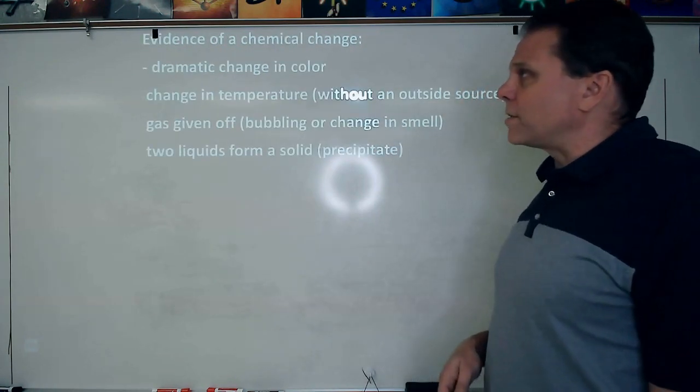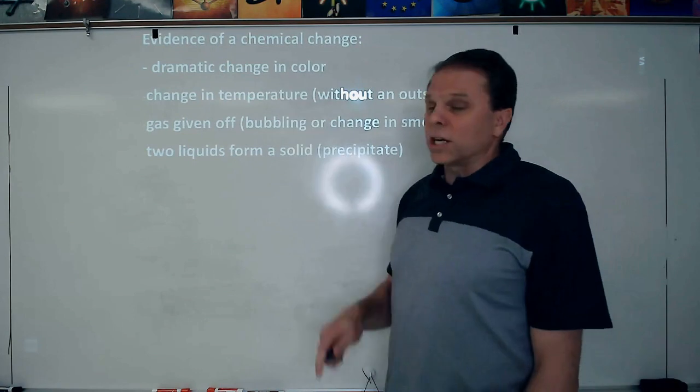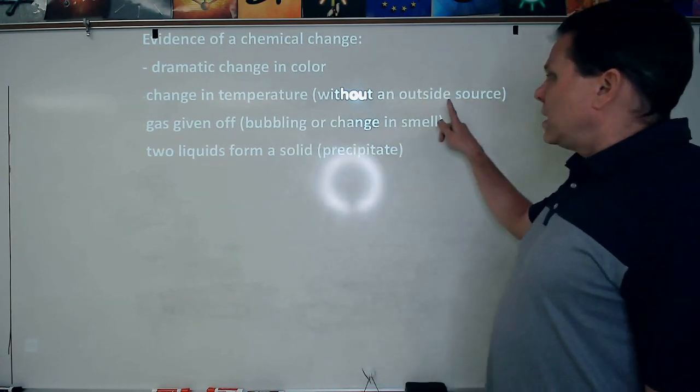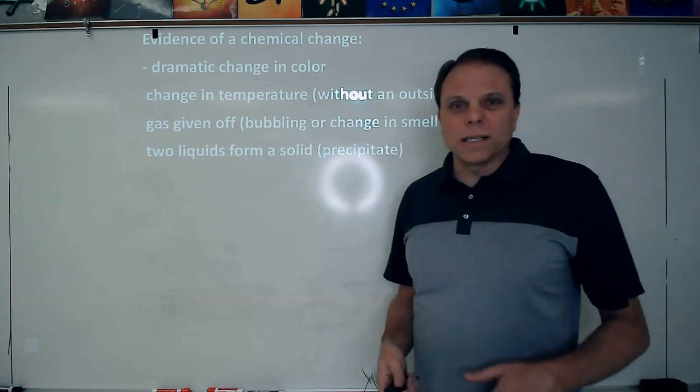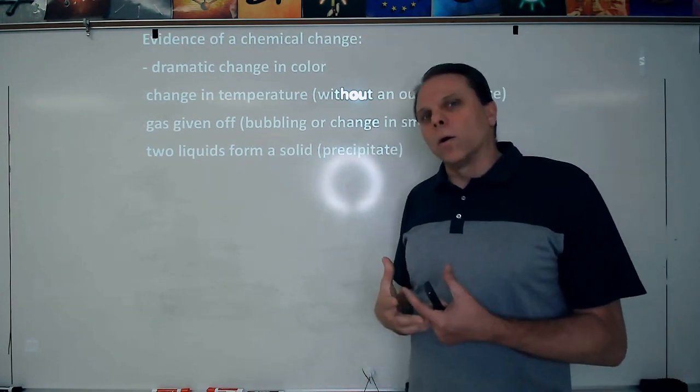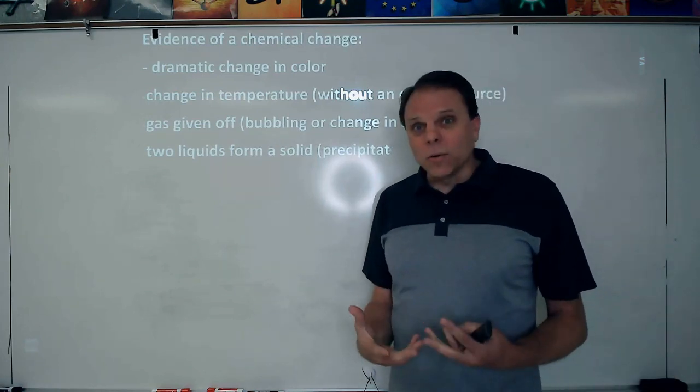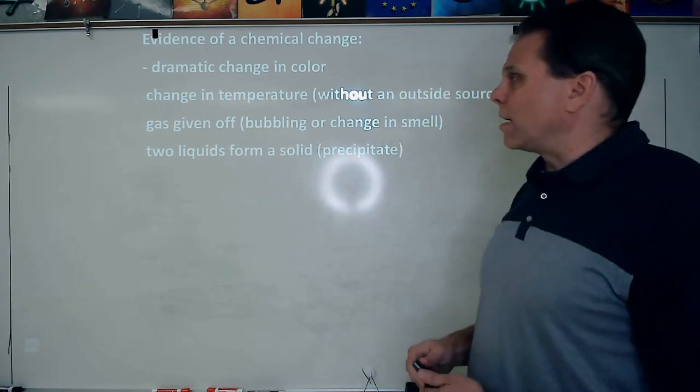All right, so let's look at evidences of chemical change. A change in color can be a great indicator of a chemical change. A change in temperature if you don't have an outside heat source. In other words, this thing is actually getting hot or getting cold without having to heat it up or cool it down. It generates its own energy or sucks energy out of the environment.